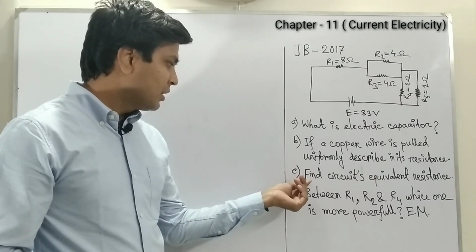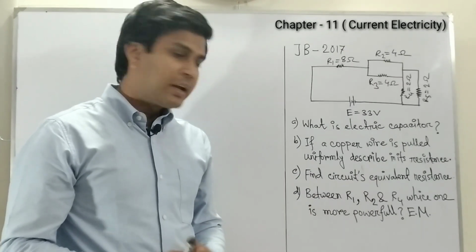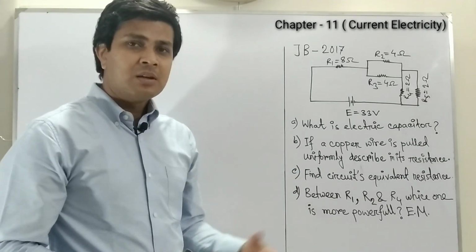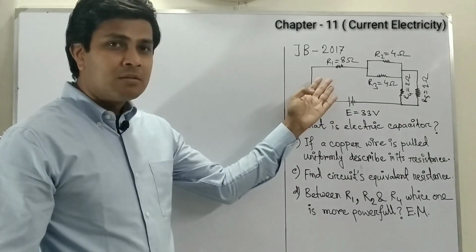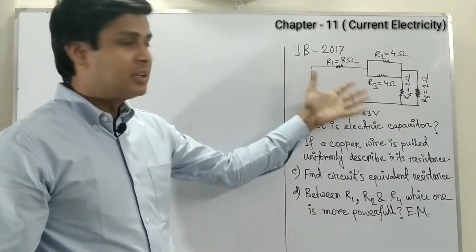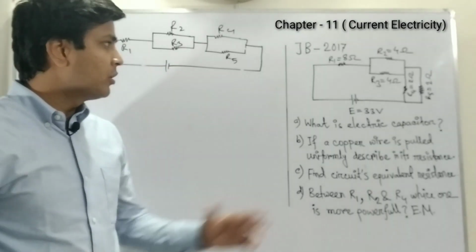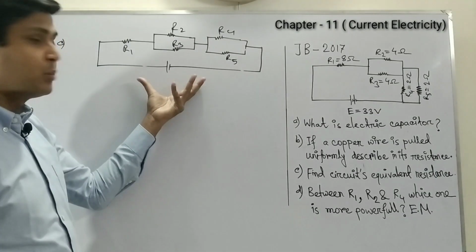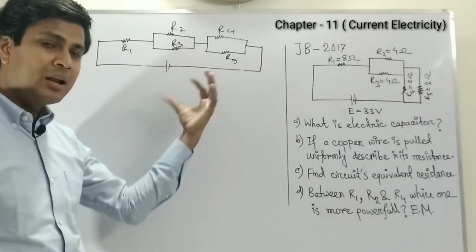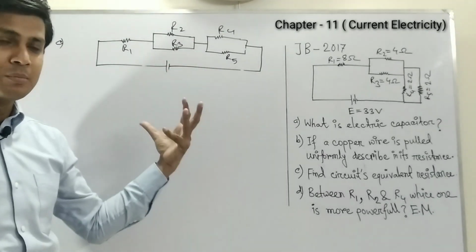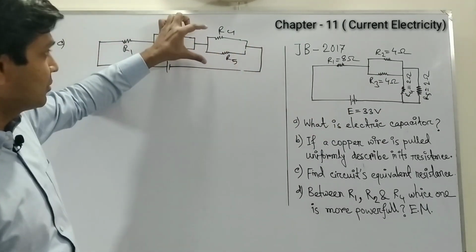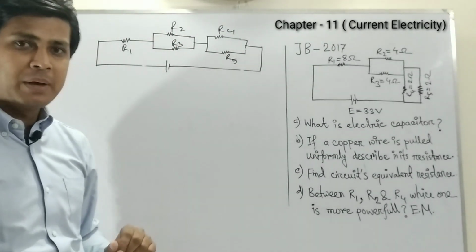Question number C. Look at the question. Find the circuit's equivalent resistance. We have to calculate the equivalent resistance of the circuit. Here, 5 resistances are given. If we arrange the circuit, then you can write it like that. Now, if we arrange the resistances in that way, it will be easy to identify which resistances are in parallel and which are in series combination. Here you can see R2 and R3 are in parallel, and R4 and R5 are in parallel.